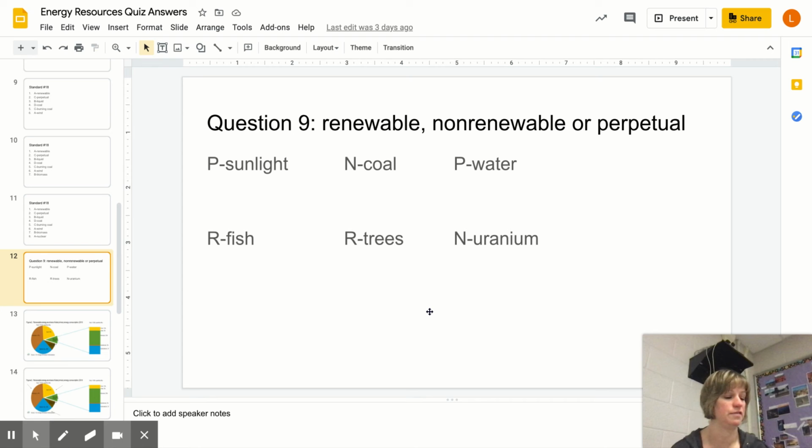Okay, so what you might have found to be the trickiest part of this quiz was the graph interpretation.